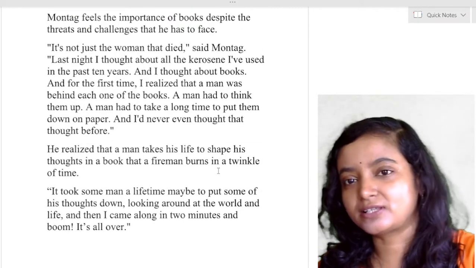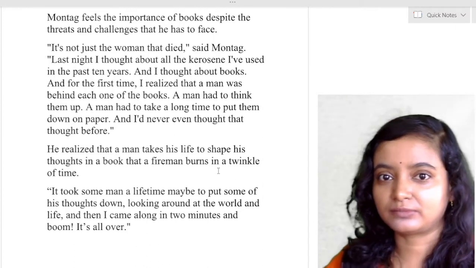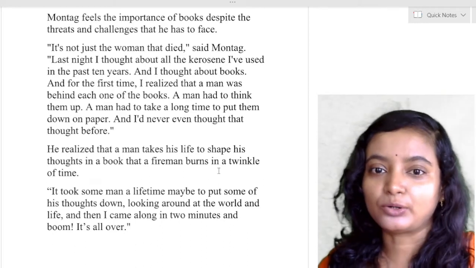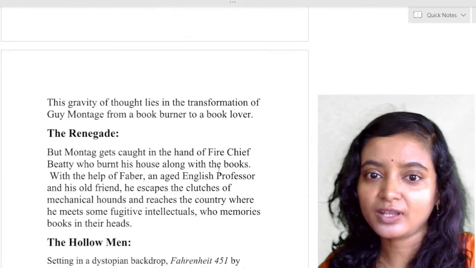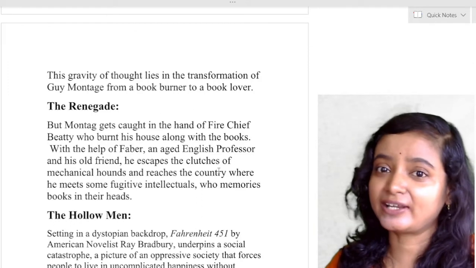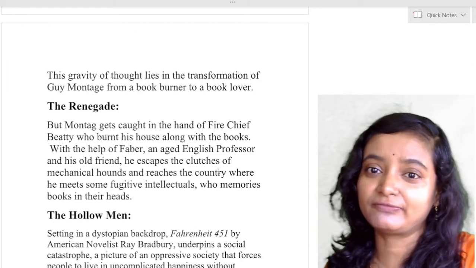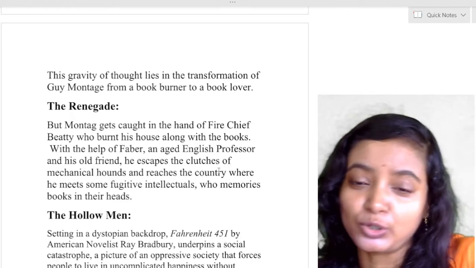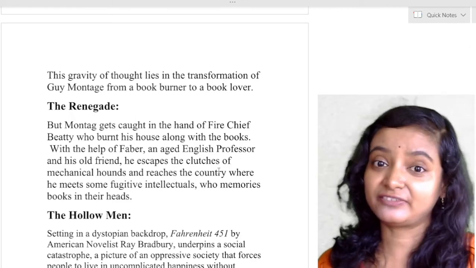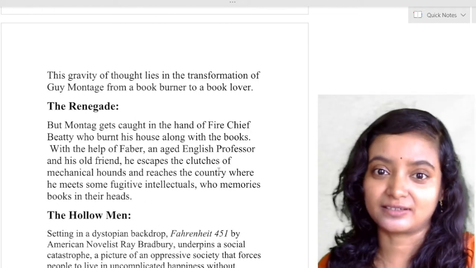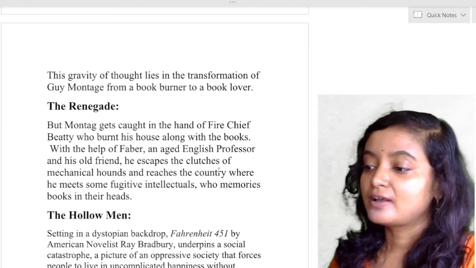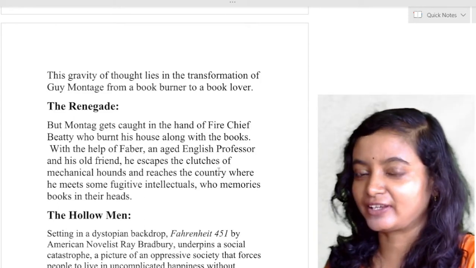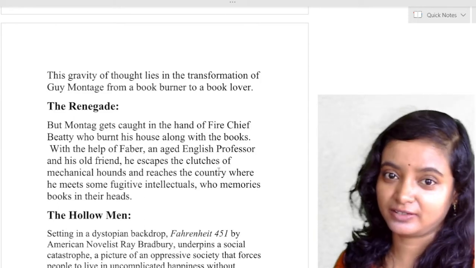So you just read this, the storyline is here. I am not talking much about that because I am providing you the whole storyline and the whole discussion. You can read from here. The renegade. So who is the renegade? Montag. Guy Montag will fail because his boss has come to know about his deviation from his mission, that Montag, who is meant for burning books, is reading books himself. He'll catch Montag, and so Montag has to flee.